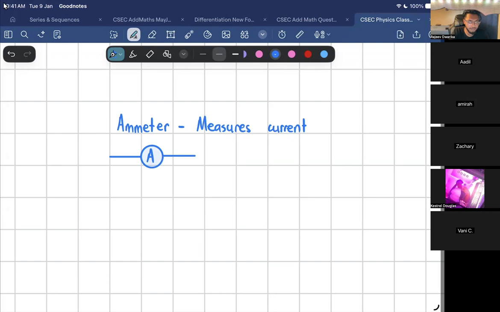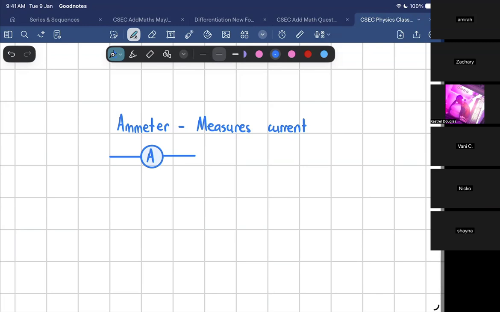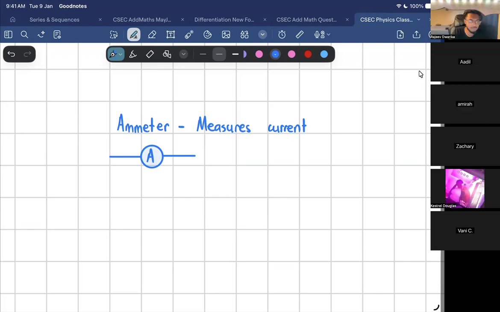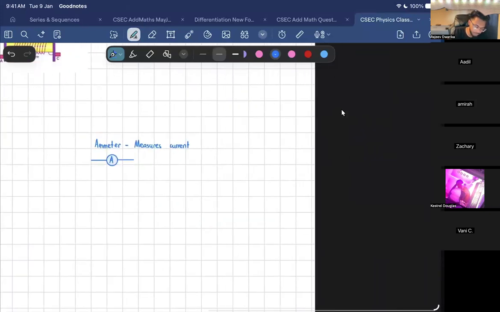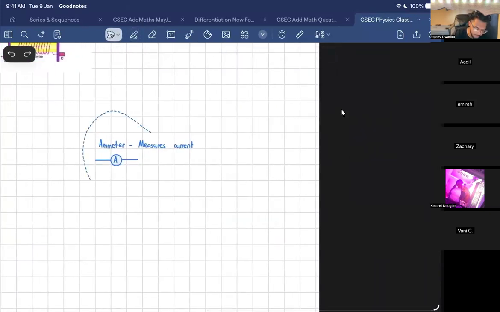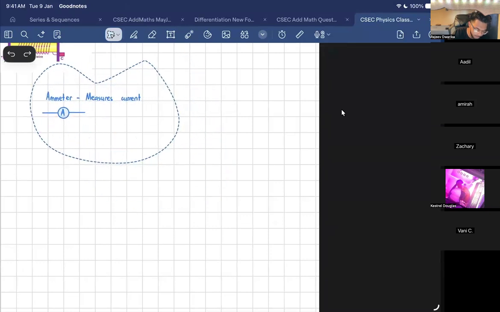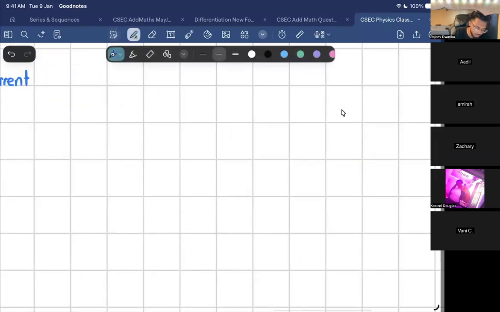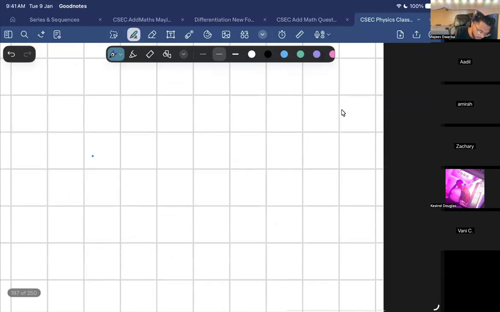Adil, Amira, Zachary, Vani, Kestrel, Shina, do you know about series and parallel connections? I've heard about it before, but I don't really remember. Okay, well, let me take a little detour to explain this then.